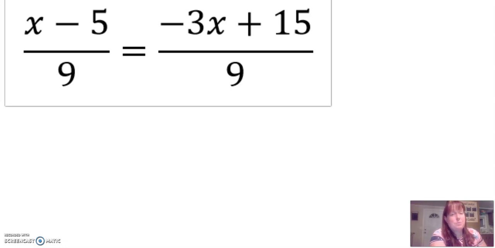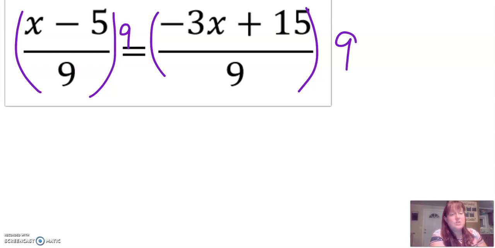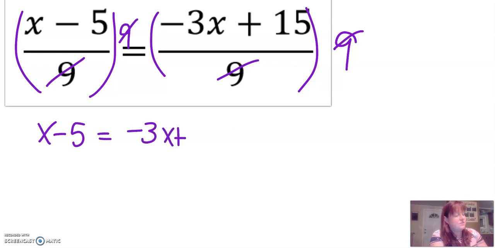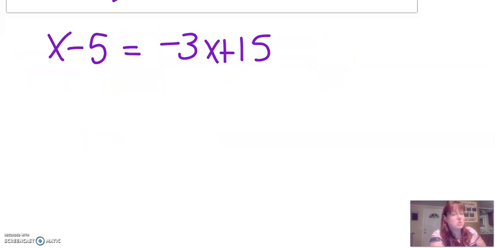Well, I noticed that both of them have 9 as the denominator. So I should just be able to multiply this side by 9 and then this side by 9. And when I do that, this 9 on the top cancels out this 9 on the bottom, right? And this 9 on the top here cancels out this 9 on the bottom. So I end up with x minus 5 equals negative 3x plus 15. And actually now you're really excited because you know how to solve something like this. This is basic algebra 1 stuff, right?